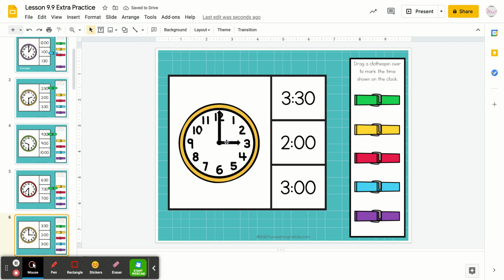How about this one? Oh, pointing right to the 3. When it points right to the 3, we say it's 3 o'clock. And there's our minute hand right on the 12. It's like no minutes. We're starting all over again. 3 o'clock.